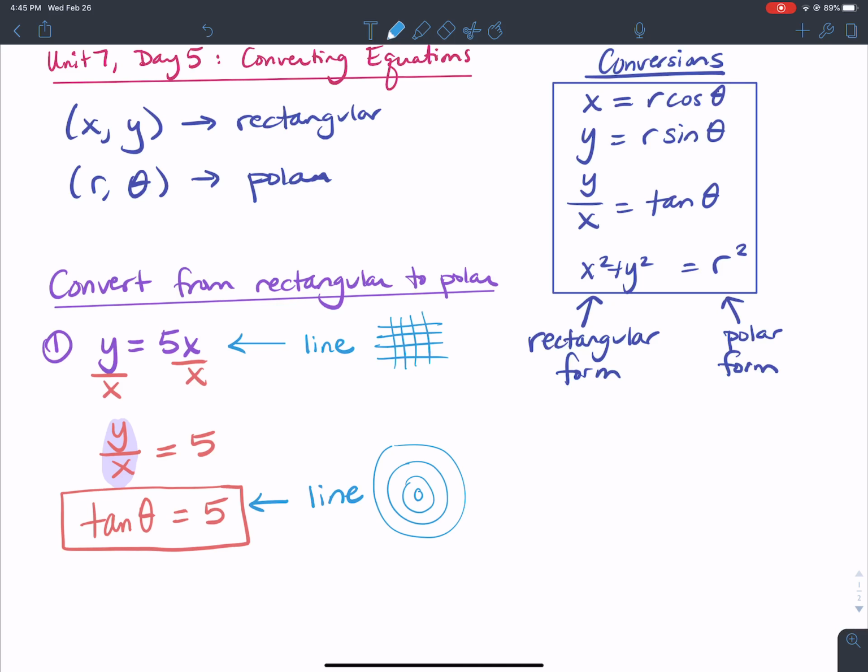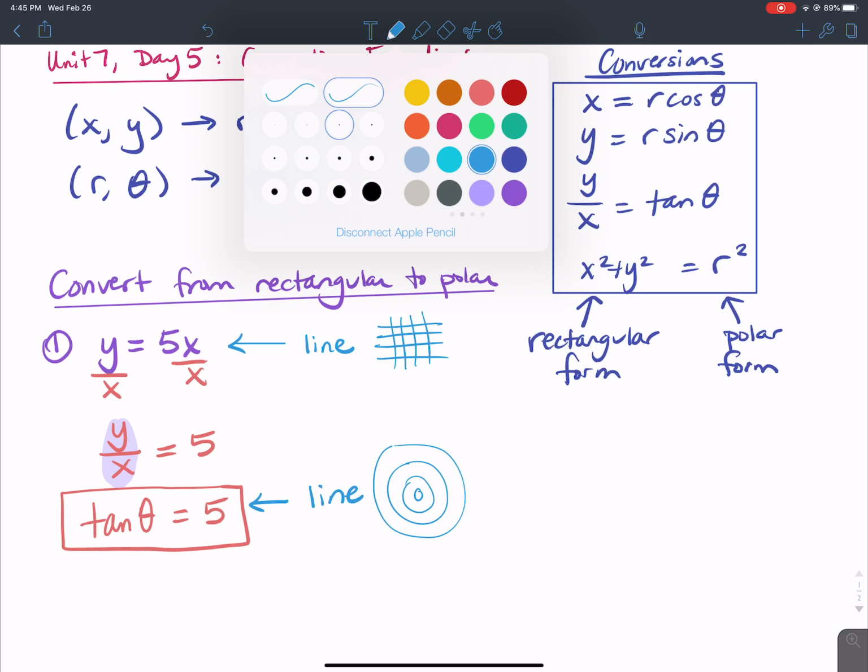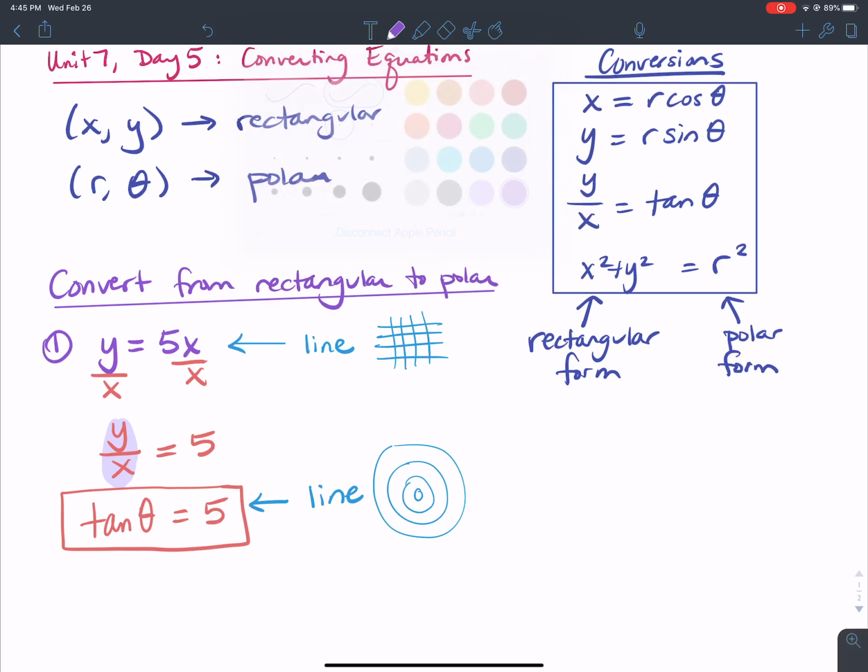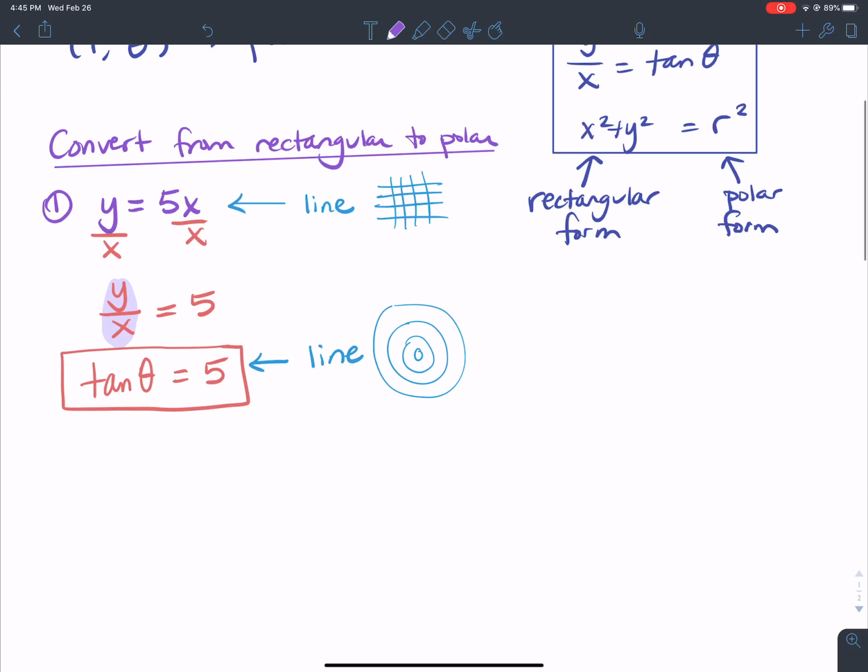And we're going to talk about graphing next class, but we need to understand how to work with the equations before we can actually graph the equations. All right, let's look at another one. Let's see.